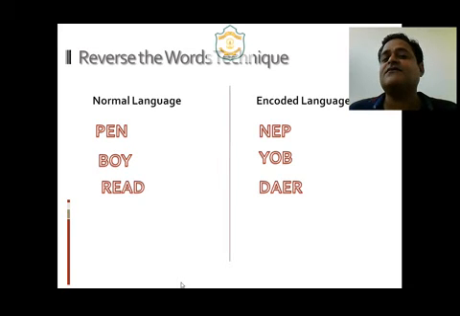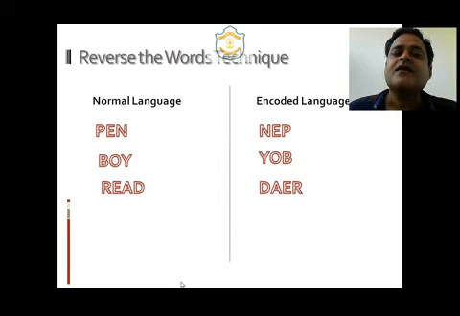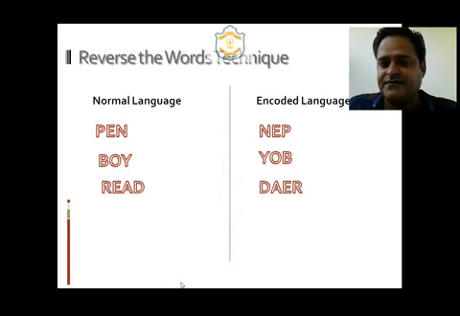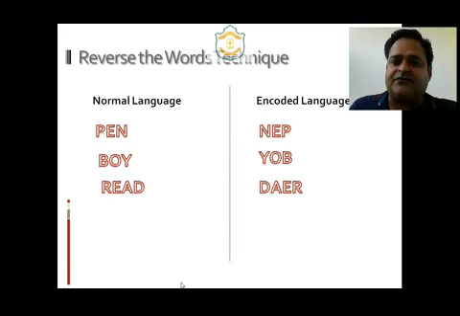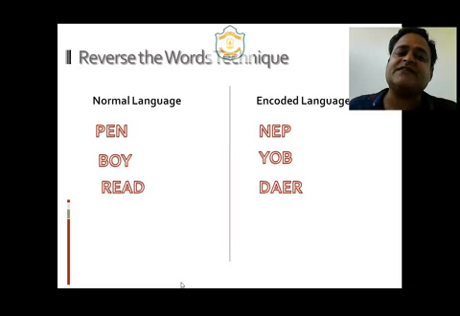The first technique is the reverse words technique. For example, your secret word is pen. In order to encode, what we have done here is reversed it, that means we have written our word pen from back to front, or from right to left. As previously our first character is P, but now in the encoded language our first letter will be the last letter of our word, that is N.